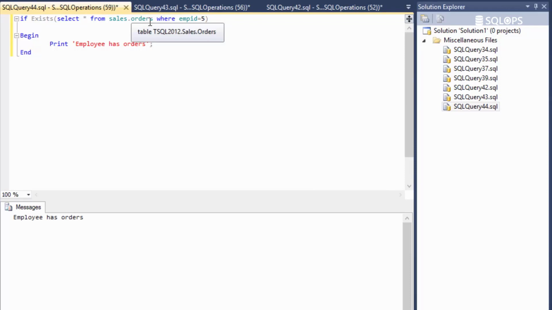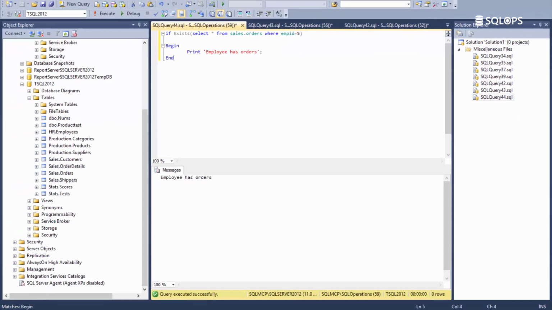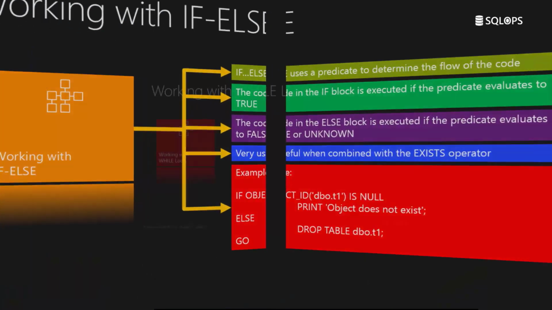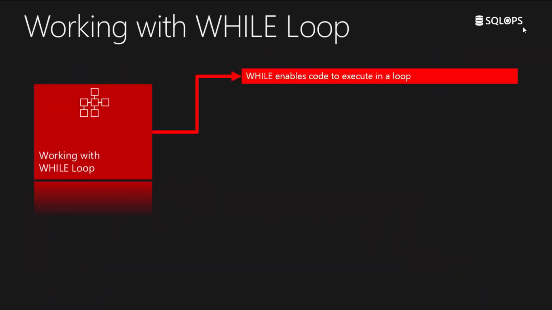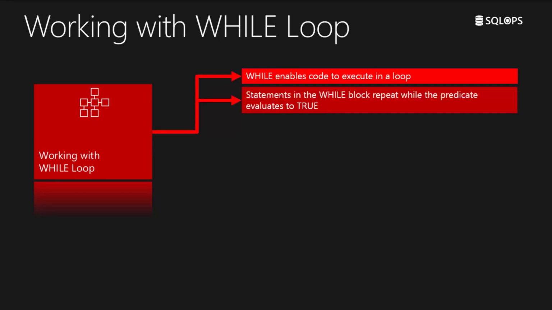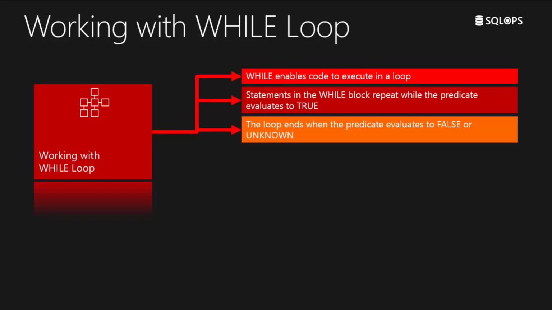Now that you've learned how to use if-else statement and how to use if with the exists keyword, let's see how to use the while statement. The while statement is used to execute code in a loop based on a predicate. Like the if statement, the while statement also determines whether the following statement or block is executed. Statements in the while block repeat while the predicate evaluates to true. The loop ends when the predicate evaluates to false or unknown.